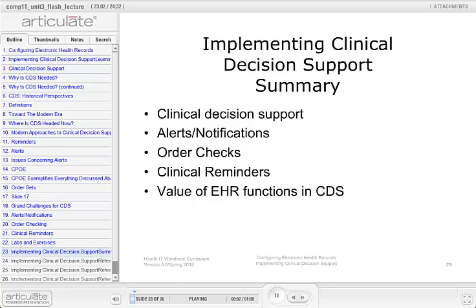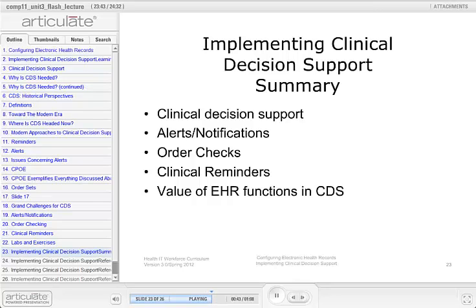This concludes implementing clinical decision support. In addition to the associated lab exercises, this unit defined and discussed clinical decision support, described viewing and creating alerts, notifications in a VISTA simulation EHR environment, described viewing and creating order checks in a VISTA simulation EHR environment, described viewing and resolving reminders in a VISTA EHR simulation environment, and described and discussed the value of these EHR functions as clinical decision support tools.